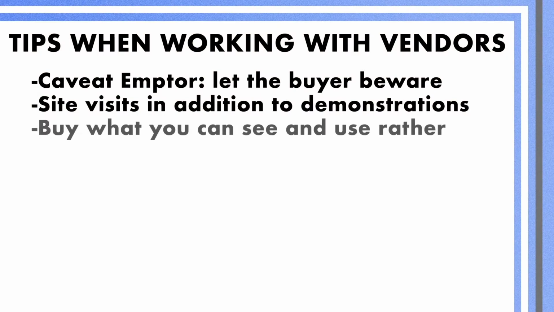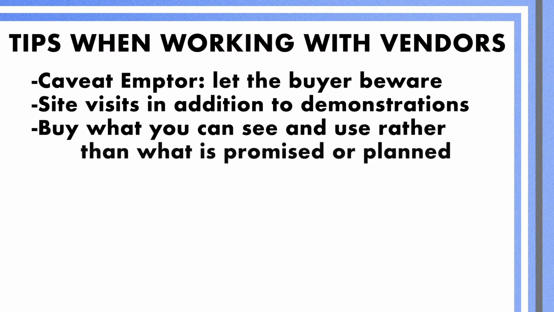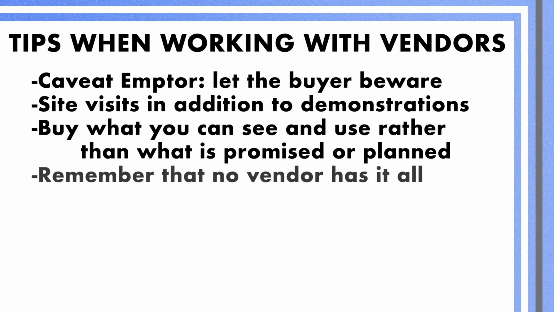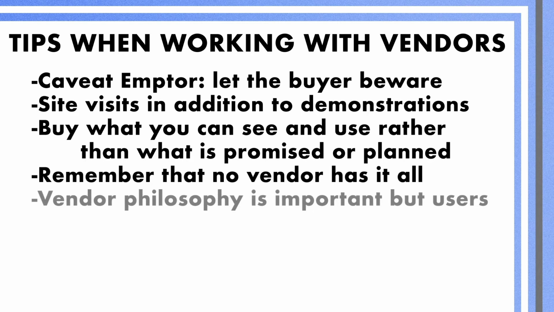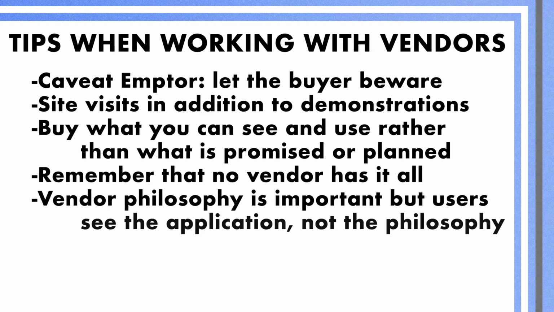Third, what you can see and use rather than what is promised and planned. With vendors, what they promise and plan does not always come through. So you should be able to see that they can actually do something, not say it's in our plan or our model for improvement in the next 2 years. That means you're not going to have it for 5. Fourth is to please remember that no vendor has it all. They don't. They may think they have it all, and they may try to sell you that they have it all, but they don't.